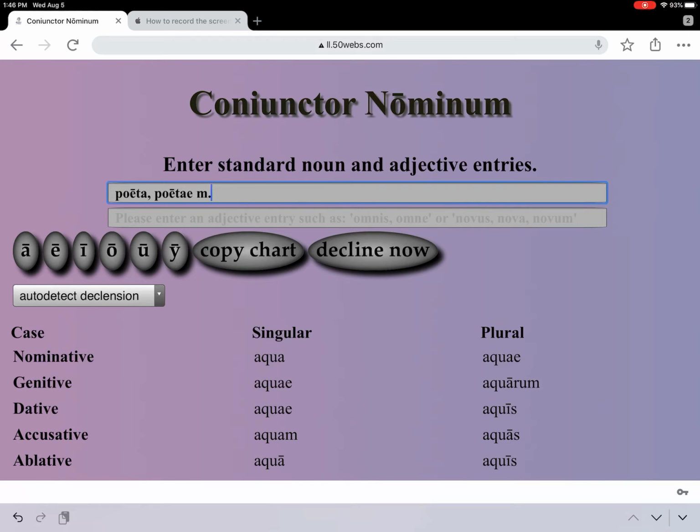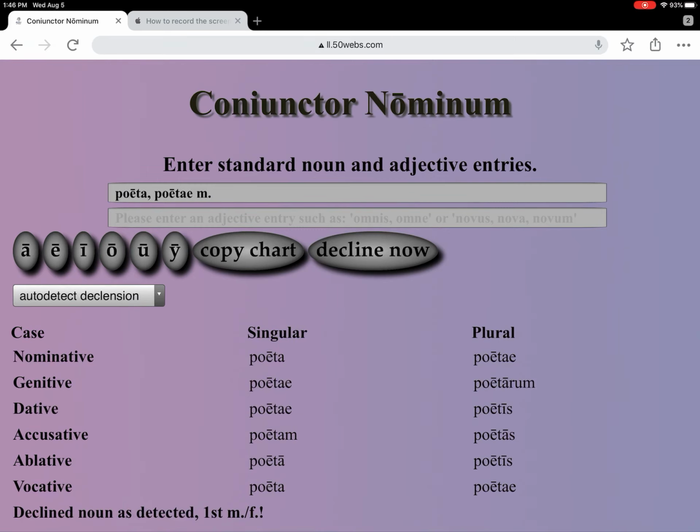The exceptions to the rule about these first declension words being feminine usually have to do with people. So agricola, meaning farmer, is another example of this. Most Roman farmers would have been guys, so that's usually going to be masculine. All right, here we go. I've got my noun entry, poeta, comma, poetae, genitive singular, and then the M period telling me the gender. Now I'm going to press decline.